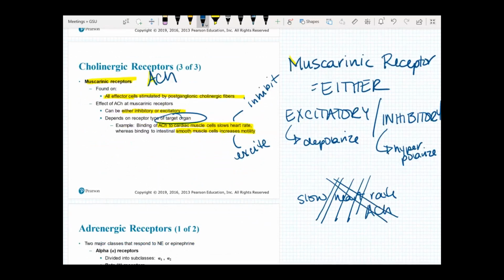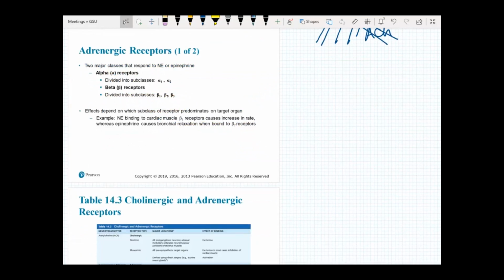Because what does ACH do? Slow the heart rate. So you do not want to give them anything that will stimulate acetylcholine receptors in order to make that heart rate even slower. Okay, moving on to the next one, we're going to have our adrenergic receptors. So our adrenergic receptors, there's two major classes for these guys.